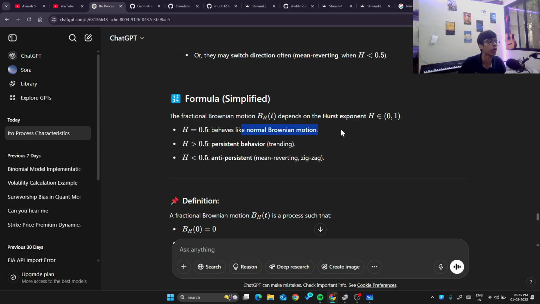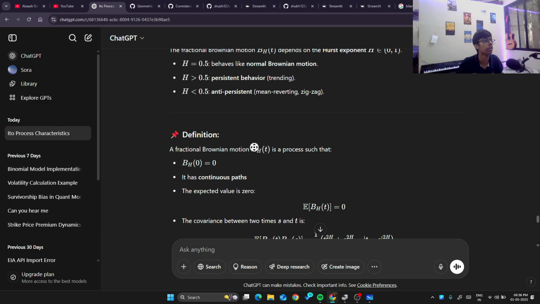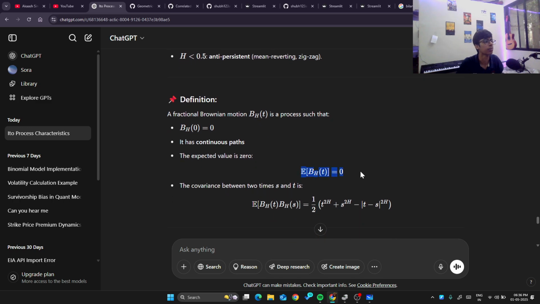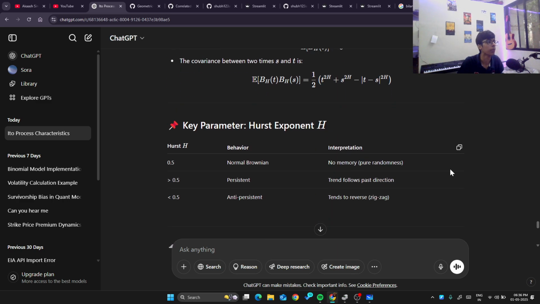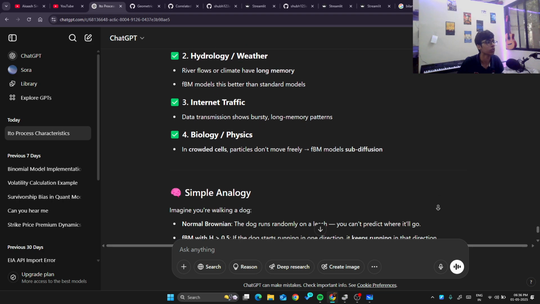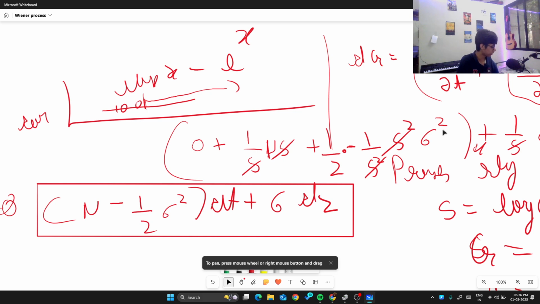We have a normal Brownian motion at 0.5. If H is bigger, it is trending, persistent. If H is smaller, it is anti-persistent, mean reverting, like a zigzag. And the expectation is 0. This is the expectation of B_H(t) and B_H(s), and that's the formula given in the book, the key parameter. Okay, so it is used in Black-Scholes pricing, I guess.